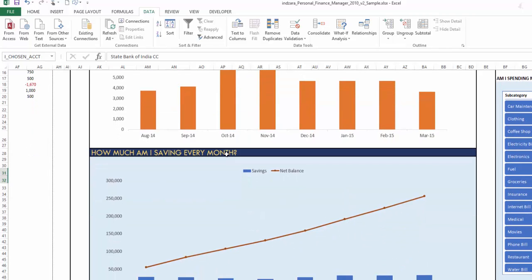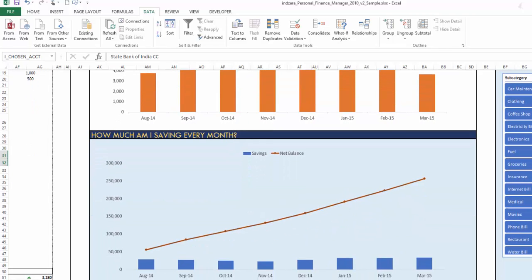How much am I saving every month? So every month I'm saving this much amount of money, and how much is it adding to the net balance? The net balance is totally how much you have at the end of every month. How much do you have, including all the accounts that you have?